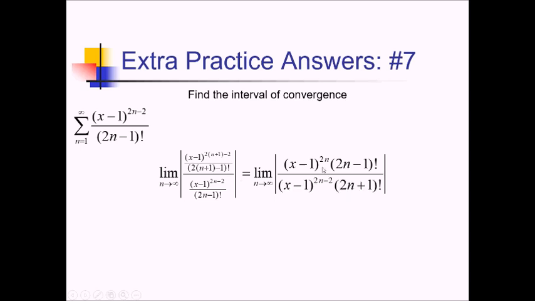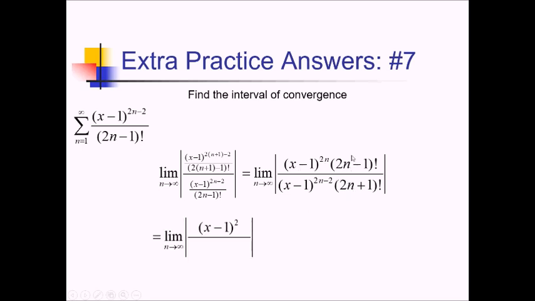Okay, so let's reduce a little bit more here. This one's a little bit tricky to reduce, but we're going to reduce these exponential terms by subtracting the exponents. So I would have x minus 1 to the 2n minus (2n minus 2). So that gives me an x minus 1 squared in the numerator.